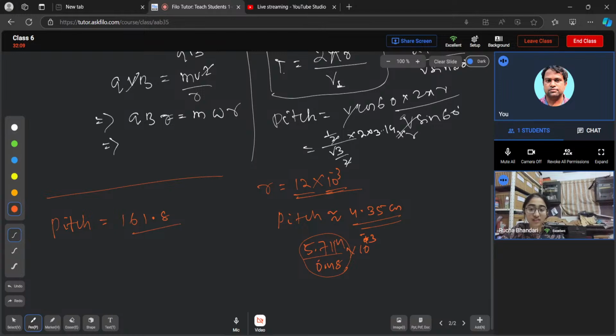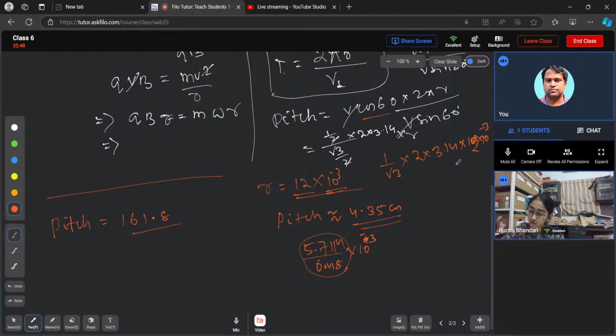What we are getting here is B, 1 by root 3 cos 30. So we are getting 1 by root 3 into 2 into 3.14 into R, which is 12 into 10 raised to power minus 3.